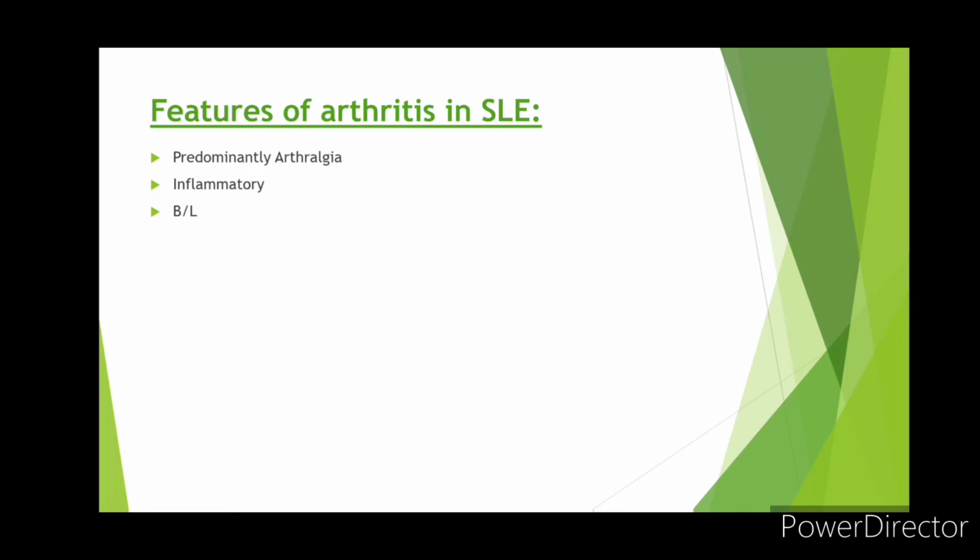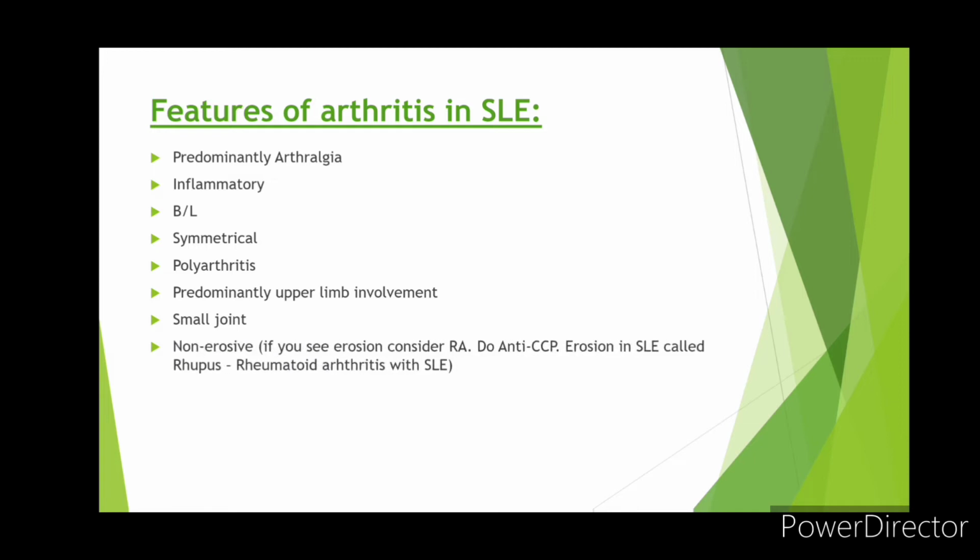Number 5, it will be involving many joints, so it will be polyarthritis. Number 6, it will predominantly involve the joints of the upper limb. Number 7, small joints will be involved. Number 8, one of the very important features of SLE arthritis is that it is non-erosive in character. The moment you see erosion, it is RA, rheumatoid arthritis.